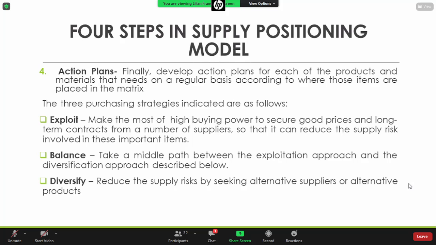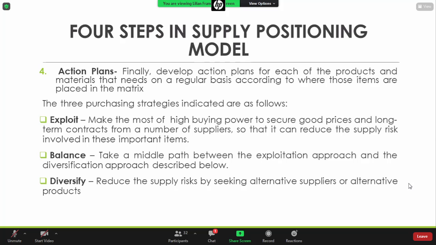Ibig sabihin po, yung action plan or relation to the items you are going to buy will come down to 3 strategies. Either you exploit. You exploit is, which is step 1. So in this case, you are using power to secure good prices, long-term contract relations from a number of suppliers who will fall in this category. So in that way, mare-reduce yung supply risk.